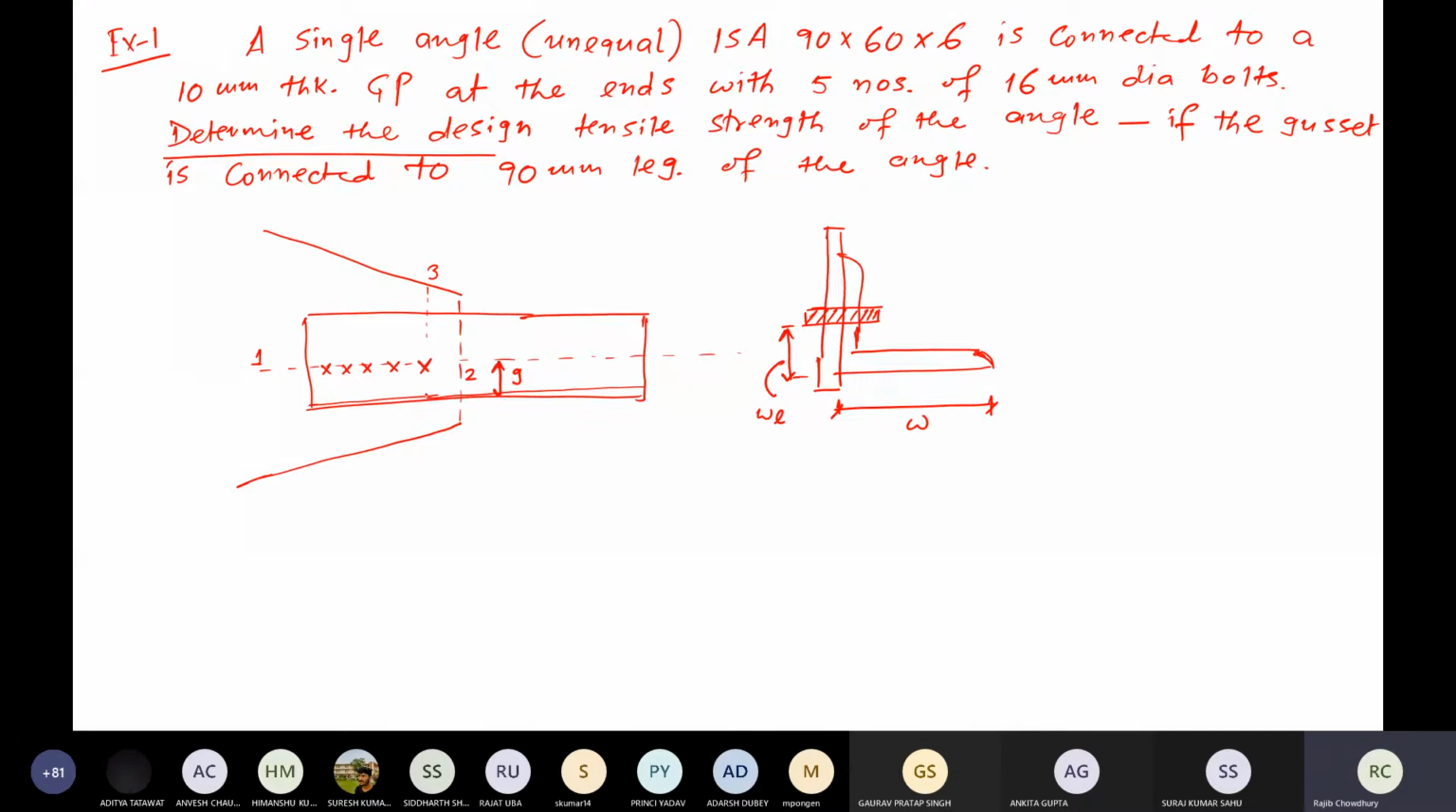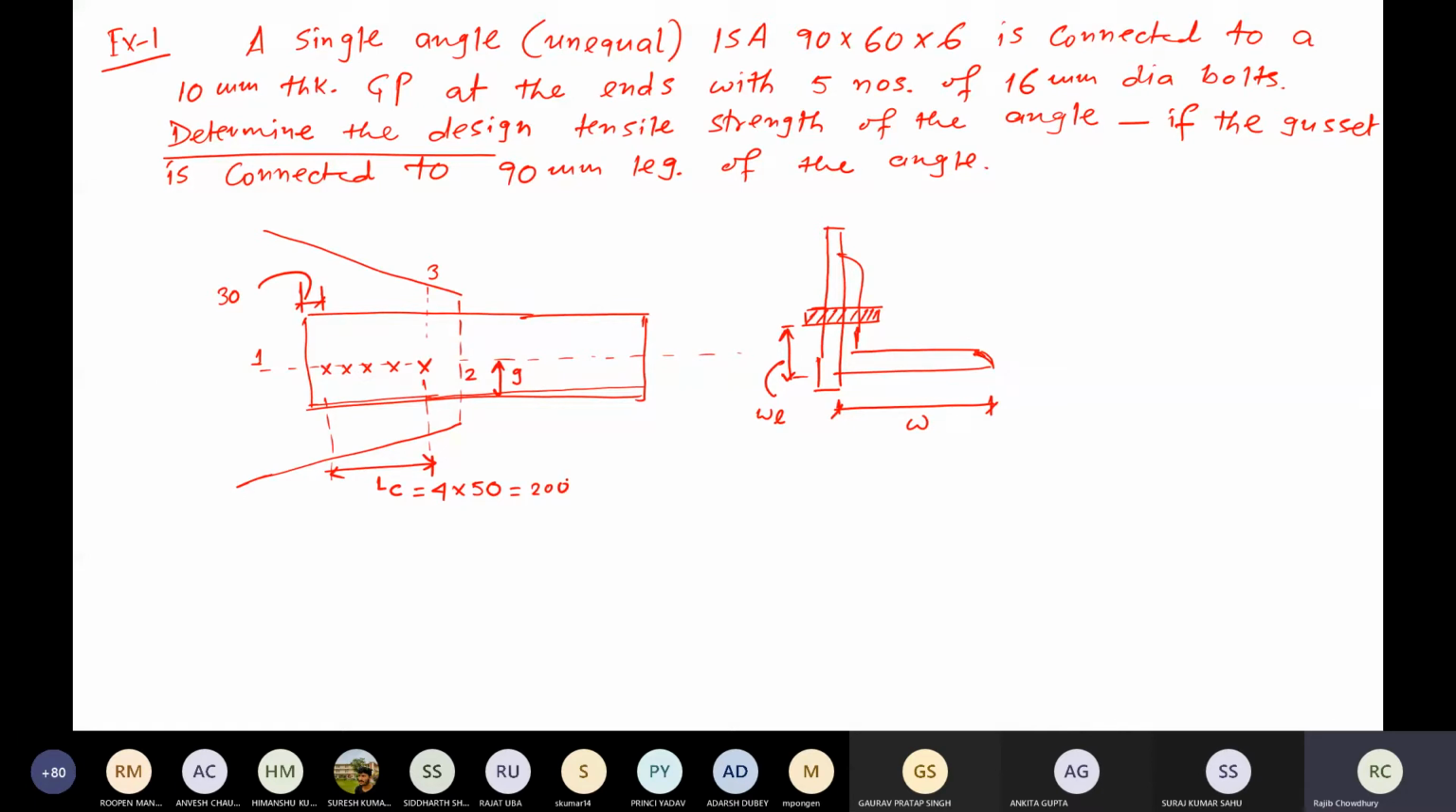Now what is the total length of the connection? LC, this is my total length of the connection. Let's say the end or edge distance is given over here as 30 mm. So this much distance would be 4 times, let's say 50 mm is the pitch, so it is 200 mm.